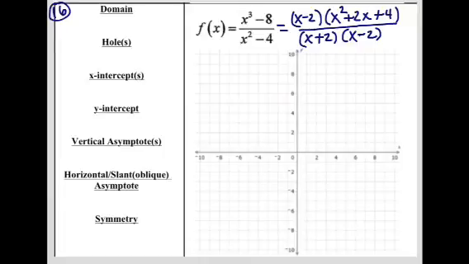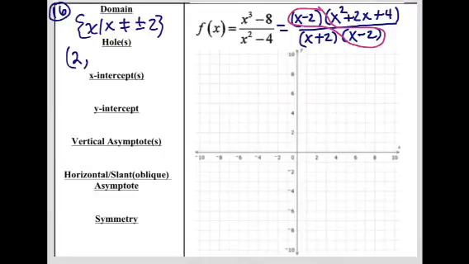Alright, so 16, we have difference of cubes and difference of squares. So in the numerator it's difference of cubes, and this is how you factor that, right here, and then the bottom is difference of squares. So the domain would be all x such that x cannot be plus or minus 2. There is a hole because I have a common factor in the numerator and denominator, right there. The hole is at x equals 2, and so we cancel that factor.